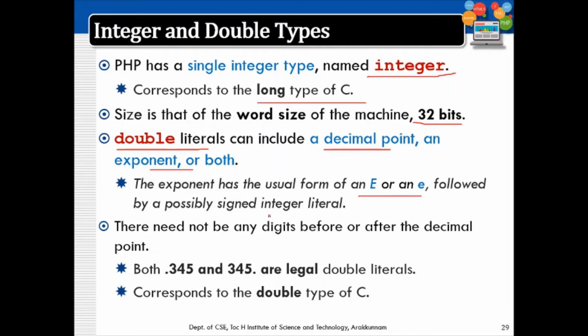Then in PHP we can have decimals without any value after the decimal point. That means a number like 345. is a valid decimal. If it has a dot here, it will be treated as a decimal. We don't have to worry whether it has a value after the decimal point or not. Both are of course decimals, and this is also treated as a decimal in PHP, and it corresponds to the double type in C.